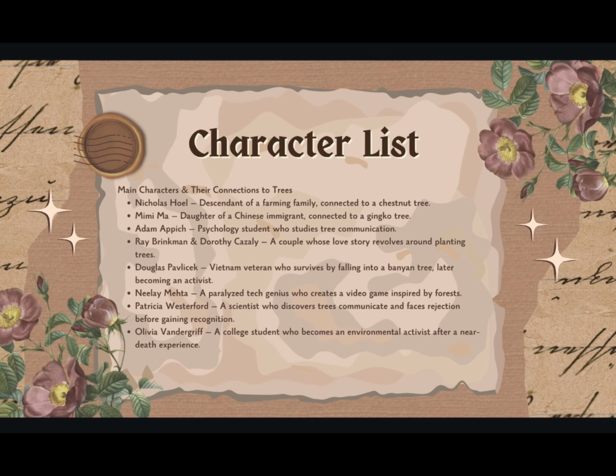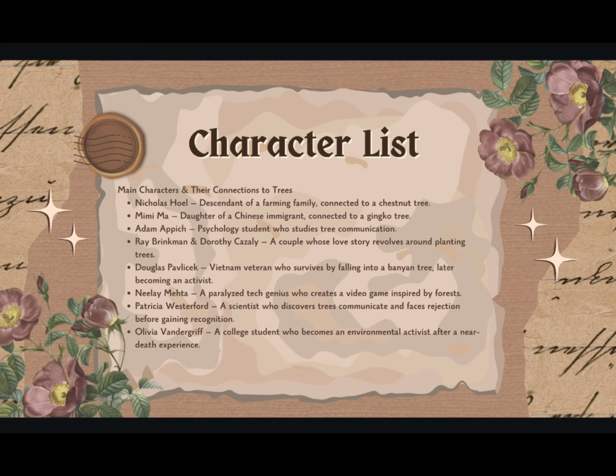Let's talk about characters. Let's go over the main characters and how they are connected to the trees. Nicholas Hoel, an artist from a farming family, is tied to the chestnut tree planted by his ancestor. Mimi Ma, a businesswoman, treasures her father's ginkgo tree, a symbol of her heritage. Adam Appich, a psychology student who becomes an environmental activist.